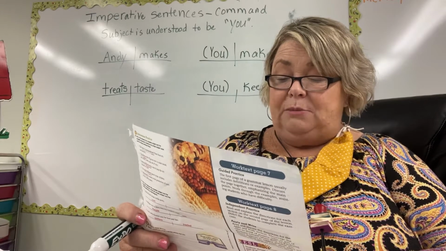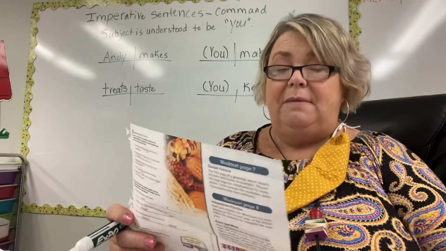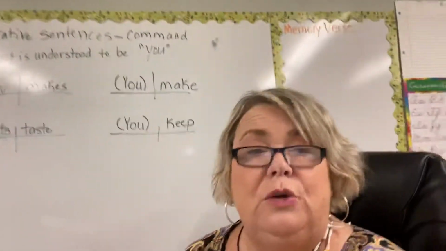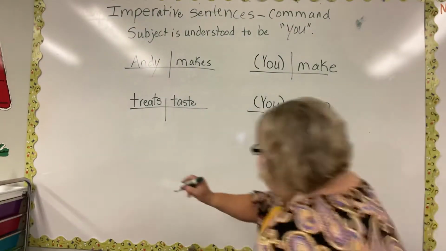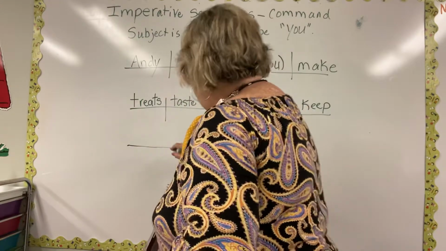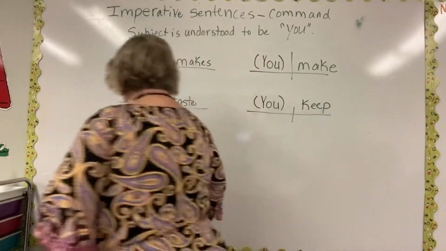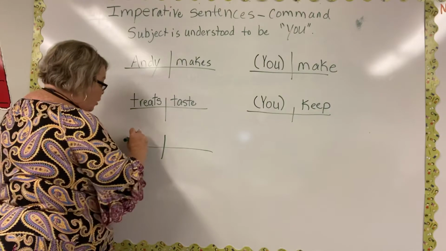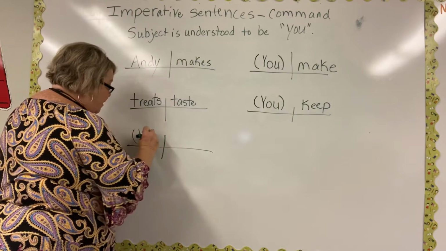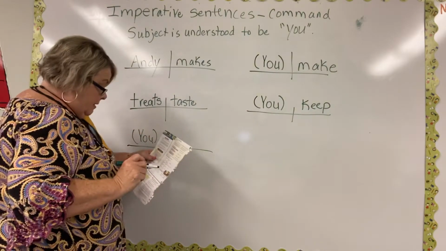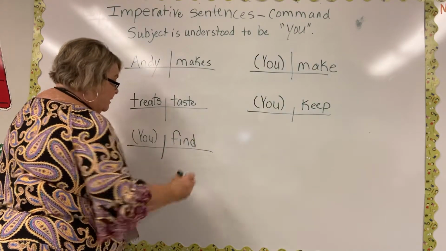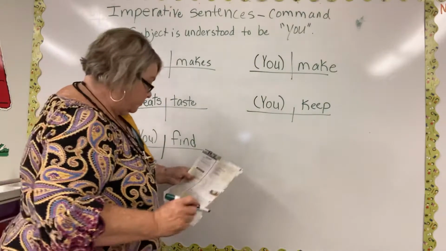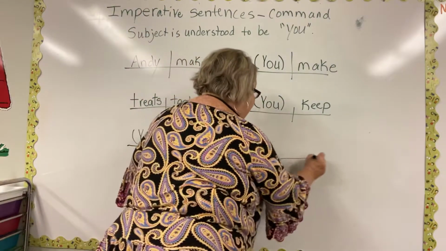Now, at the bottom, again, we have a couple more diagrams to fill in. Number 6 says, find the measuring cup. So who is going to find the measuring cup? There's no subject in there, so we understand it to be you are going to find the measuring cup. And what is the verb? You find the measuring cup.